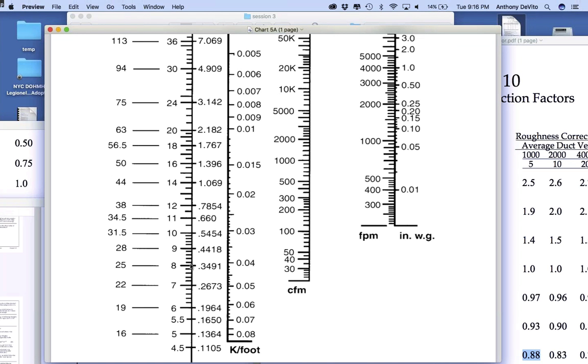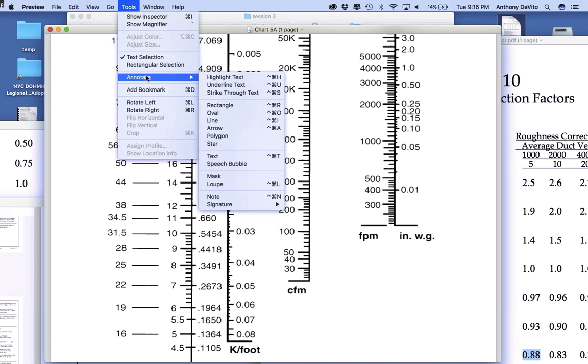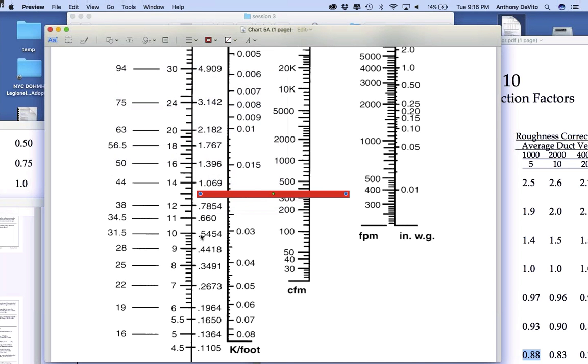So we've got 8-inch duct at 1,000 cubic feet per minute. I'm going to try and draw a straight line through those two. 8-inch duct, 1,000 feet per minute. What's my frictional loss per foot of duct? What is that K per foot? It looks like about 0.03.